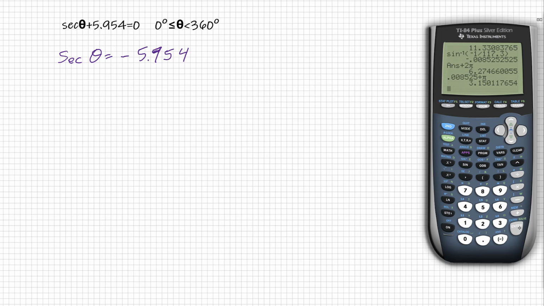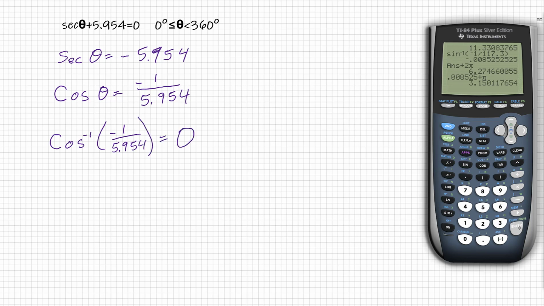And because we know that secant is a reciprocal of cosine, that means cosine theta is going to be the reciprocal of negative 5.954. So in order to get our starting point, we need to plug into our calculator what is inverse cosine or arc cosine of negative 1 over 5.954. And that'll give us an angle. Then we'll have to play with it a little to make sure we get all of the correct angles and that they're in the right places. I notice that this is in degrees, so let's change our mode to degrees.